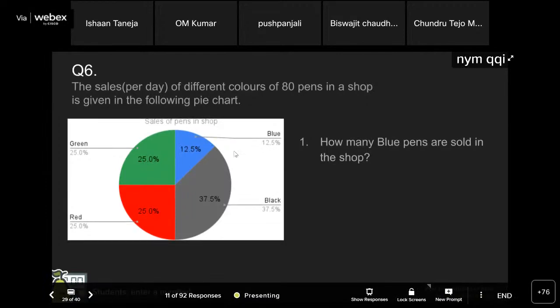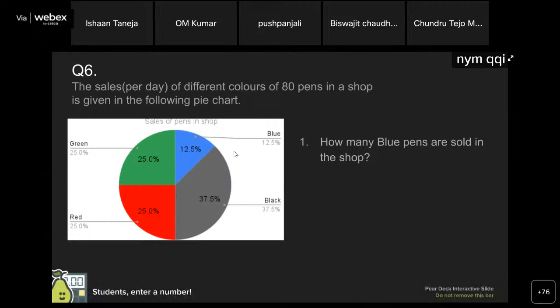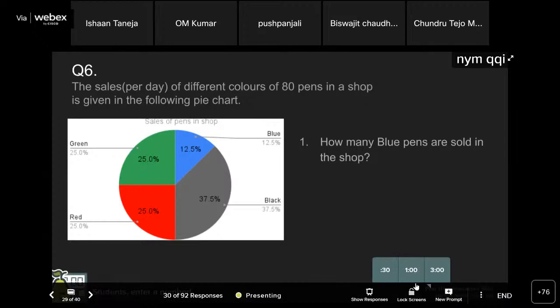Okay, in the given pie chart, you know that there are a total of 80 pens in the shop. So we know the total frequency is 80, and there are 4 different colored pens, and we know their respective percentages or proportions or relative frequencies, whatever you want to say. You need to tell how many blue pens are sold in the shop. I will extend the timer by 30 seconds more, so just try to solve it.